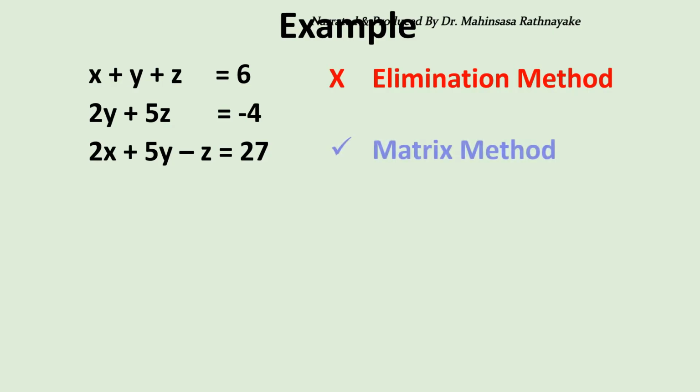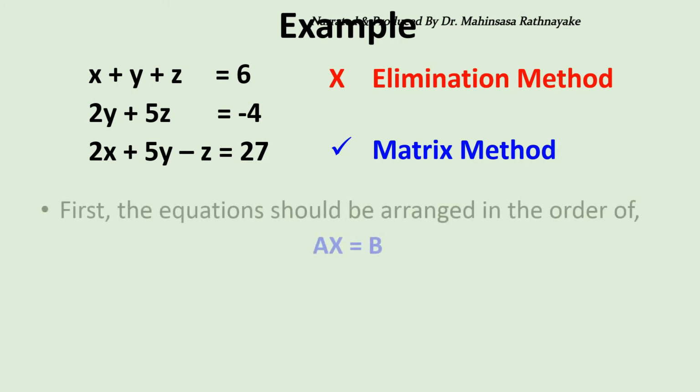So in engineering problems, we use matrix operations to solve a system of linear algebraic equations. Let's remind the matrix method to solve simultaneous equations. First, the equations should be arranged in the order of Ax equal to B. So we can write coefficients in the left hand side as a square matrix A. Then the variables in a column matrix X and the constants in the right hand side of equations as matrix B.